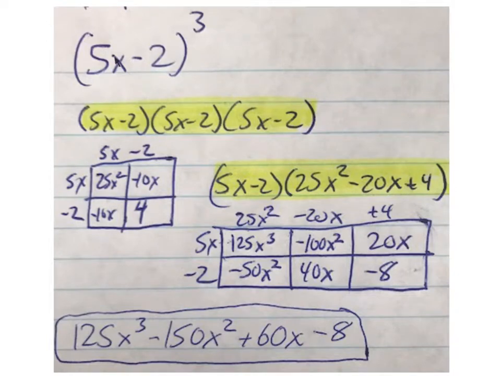Now, if I want to find (5x - 2) cubed, what that's saying is this. That's the first thing you need to understand. (5x - 2) cubed means I have 3 of them.